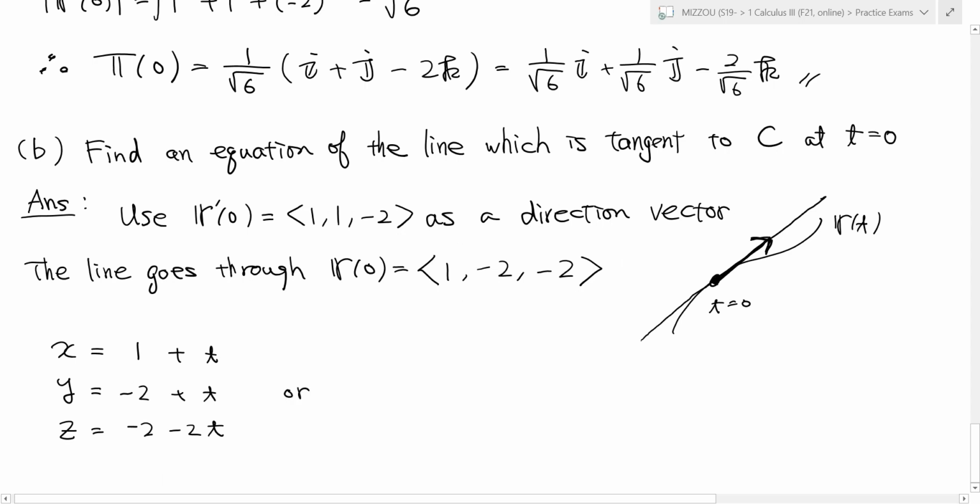Or if you like, you may rewrite it as a symmetric equation. As a symmetric equation, this is written as y plus 2 and z plus 2 divided by negative 2. Okay, so that's the answer for this question.